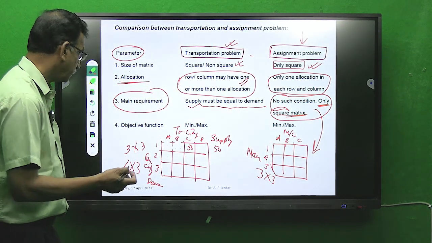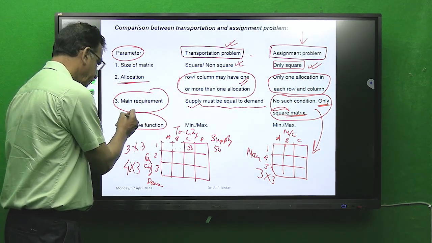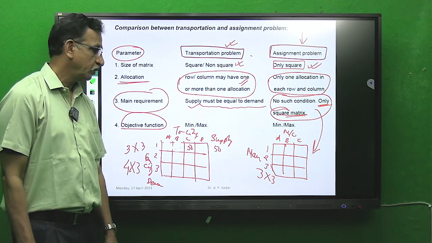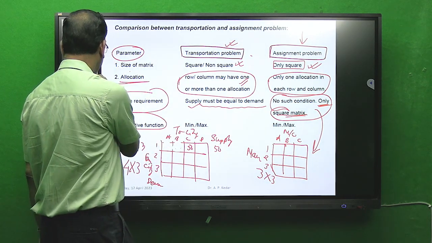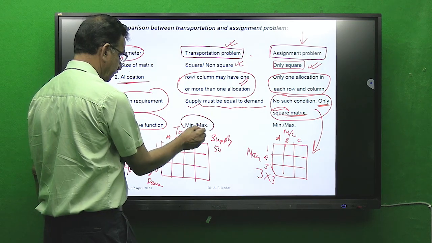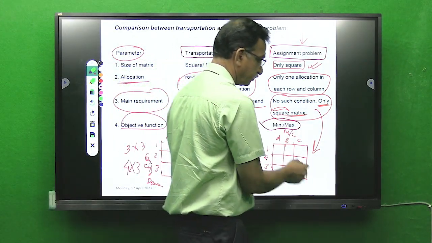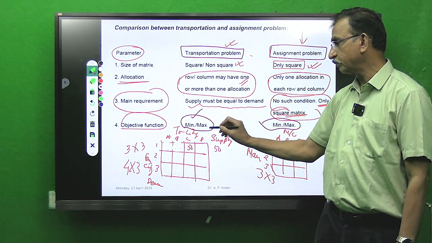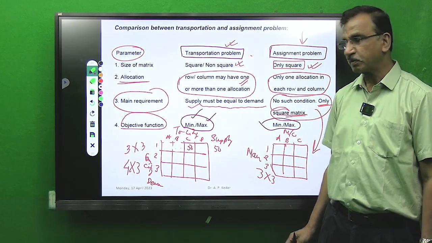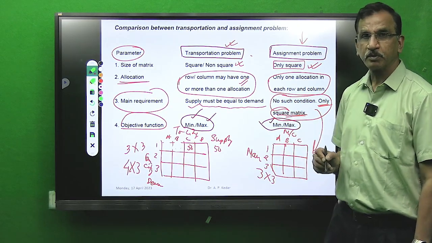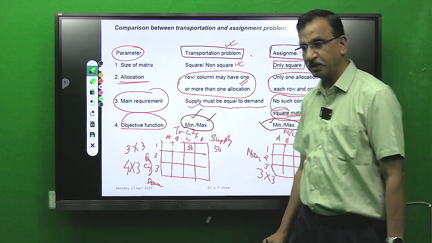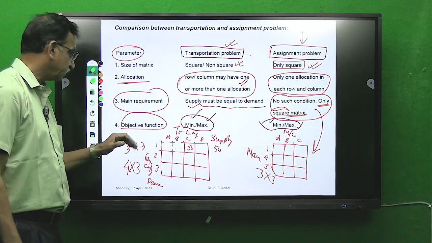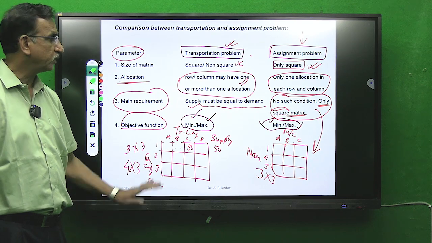Third point. And fourth, the objective function for which we are attempting to solve the problem. See, both methods are applicable for both minimization type and maximization type of objective function. Similarly, the assignment model is applicable for minimization and maximization type of objective function. So I think the difference between these two aspects is very clear.